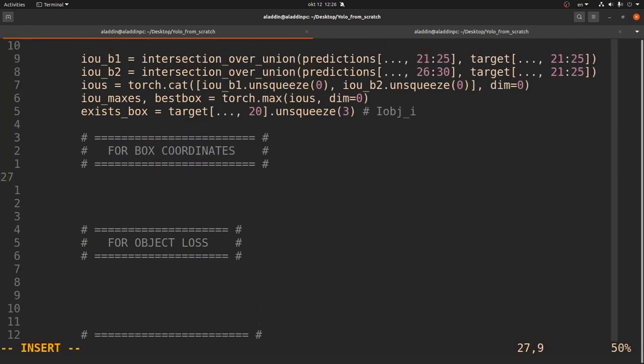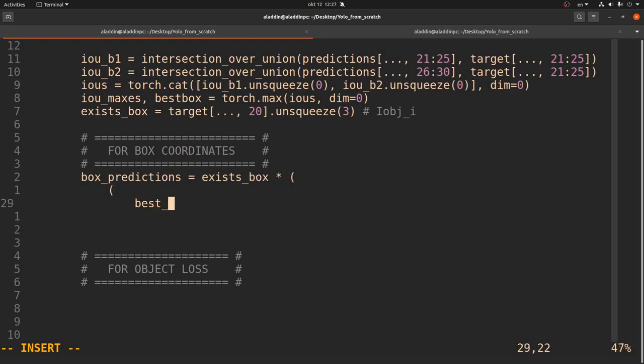So first of all, we want to take the box predictions. The box predictions are going to be, first of all, if there exists a box, that we want to multiply. This is the identity part. Then we want to check which is the best box, and we want to times that with the predictions. Remember, this is going to be 1 if the second bounding box was the best, and the second bounding box is the one 26 to 30.